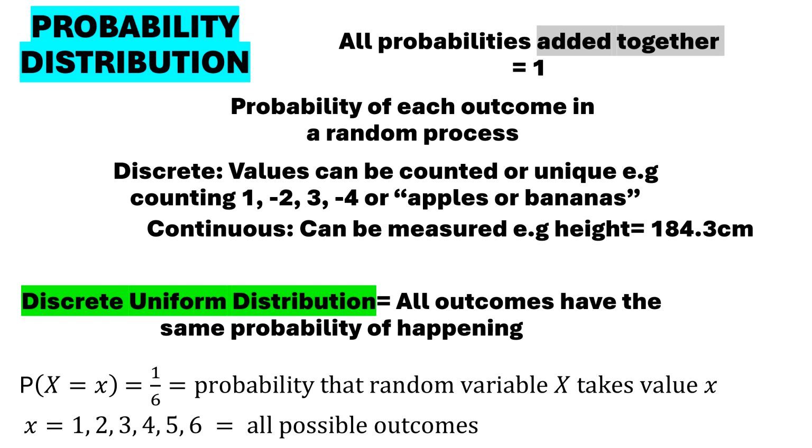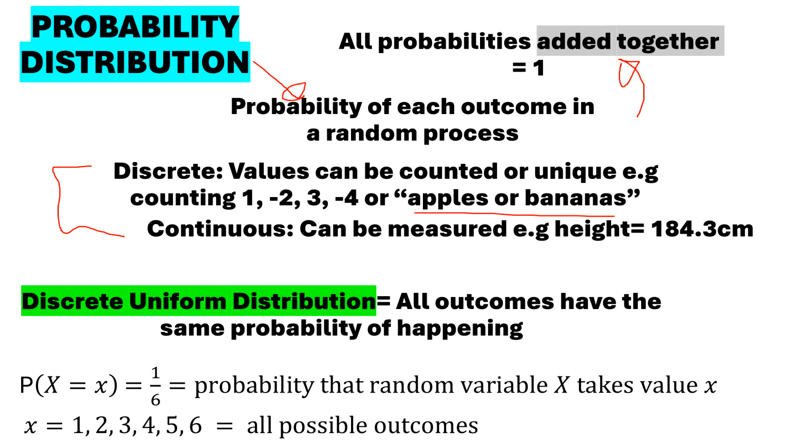Last slide, okay. I'm going to do some drawing here. Probability distribution. Okay, this is the probability of each outcome in a random process. All probabilities added together will always equal 1. So there's discrete and continuous values. Discrete is when they can be counted or they are unique. Okay, so you can count numbers in 1, 2, 3, 4, or -1, -2, -3, -4, and they're unique when it's, for example, apples or bananas, 1 or 2.